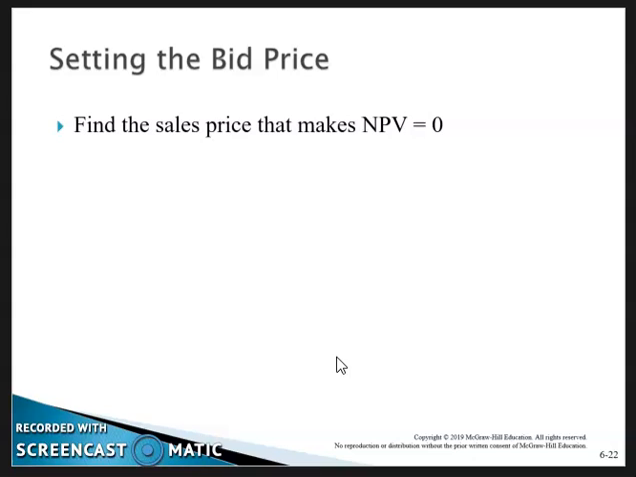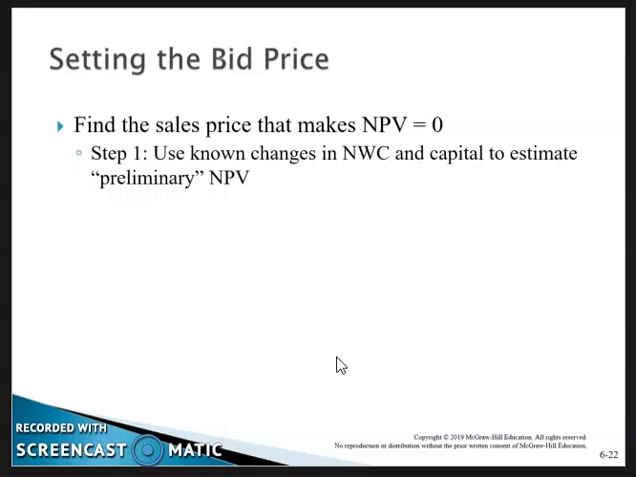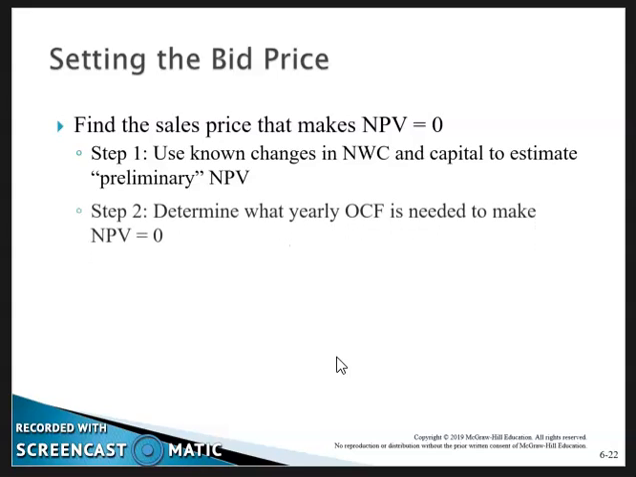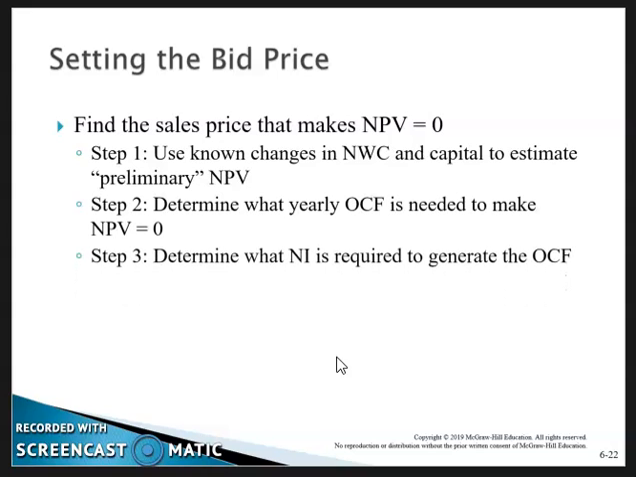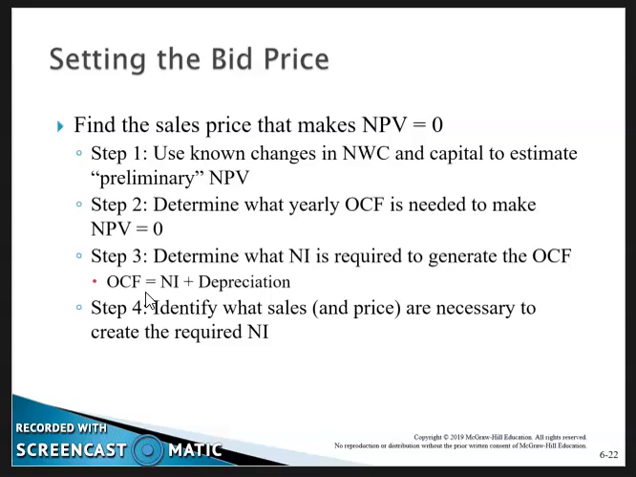Setting the bid price. Find the sales price that makes the net present value equal to 0. Step 1, you use changes in net working capital and capital spending to estimate the preliminary NPV. Step 2, determine the yearly operating cash flow needed to make the net present value 0. Determine what net income is required to generate that operating cash flow, and then operating cash flow is equal to net income plus depreciation. And then finally, you identify what sales and what price are necessary to create the required net income.